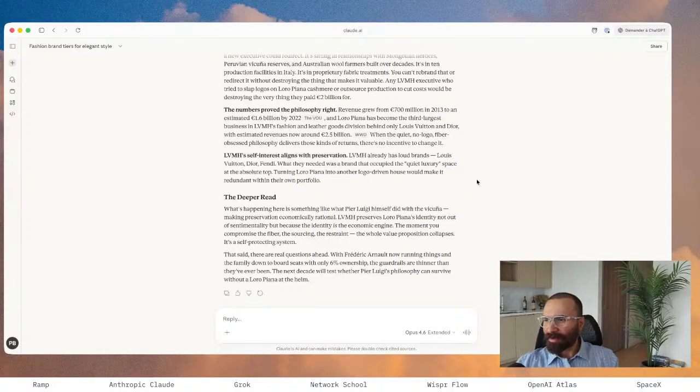Beautiful. They did this thing with vicuña: let's make preservation of vicuña actually profitable, and then people will care. People won't care if they are not making money from it. So similarly, Loro Piana is making so much money that, wow, preservation becomes economically rational. You want to preserve Loro Piana because it is making so much money. It preserves Loro Piana's identity not out of sentimentality, but because the identity is the economic engine. The moment you compromise the fiber, the sourcing, the restraint, the whole value proposition collapses. It's a self-protecting system.